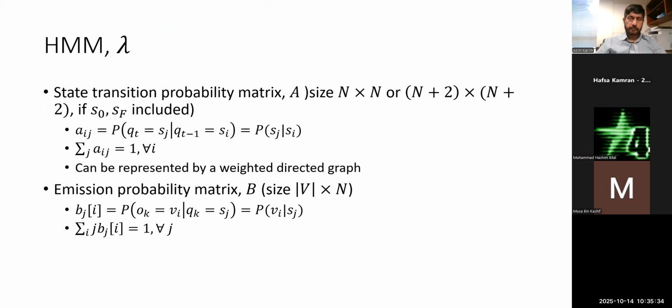So again, a complete HMM is specified by the parameter lambda, which consists of two matrices A and B, and these two matrices contain probabilities. A is the transition probability matrix, and B is the emission probability matrix. So once you have this, you have completely defined the HMM, and then you can go back and solve those three problems: likelihood, decoding, and learning. So we will see that next.